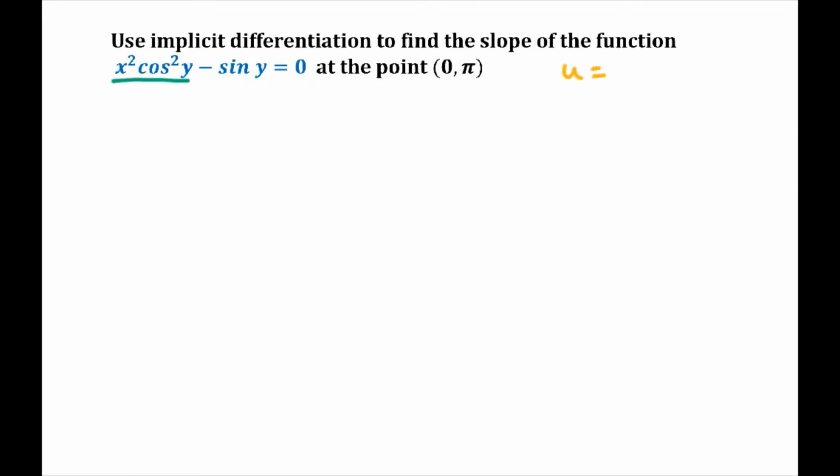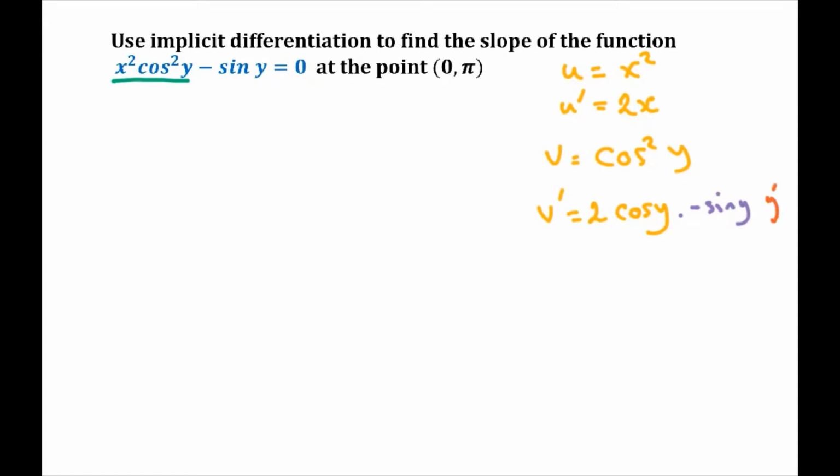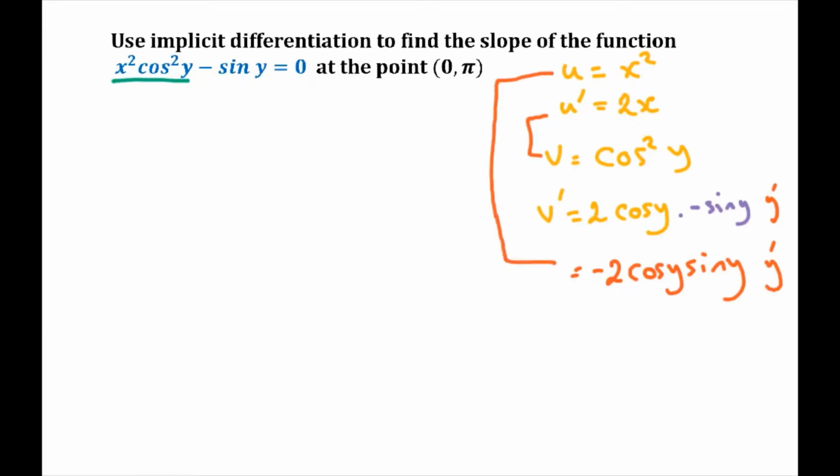If u equals x squared, then u prime would be 2x. If v equals cosine squared y, then v prime would be 2 cosine y, that's the outer function, and then multiply by the inner function's derivative, negative sine y, and don't forget to end up with dy over dx or y prime. If you want to reorganize this, it's negative 2 cosine y sine y, y prime. So u prime v plus u v prime. So that's the first part.